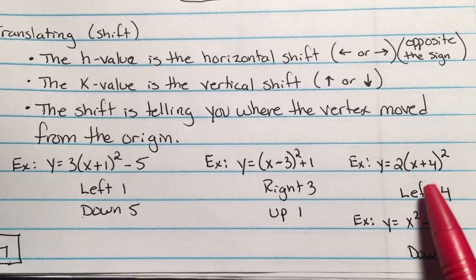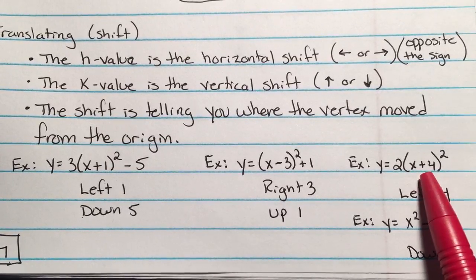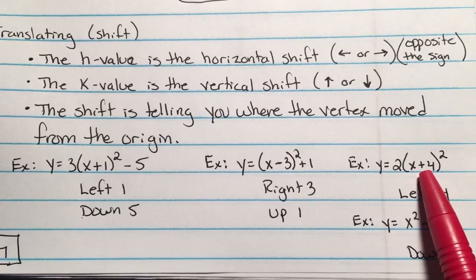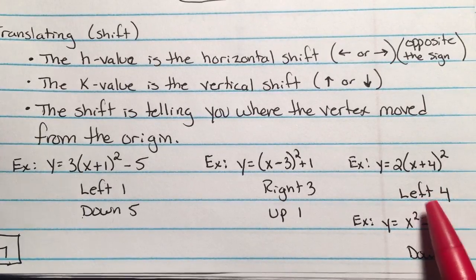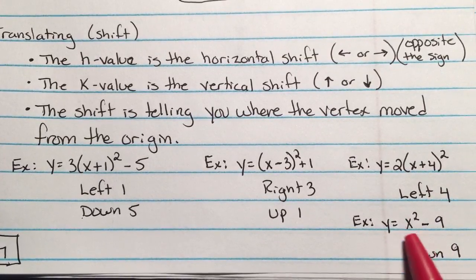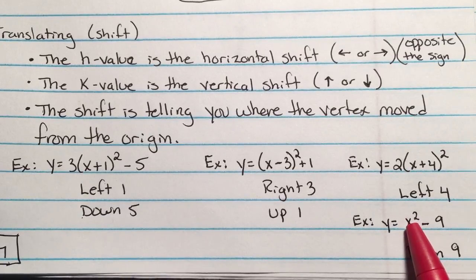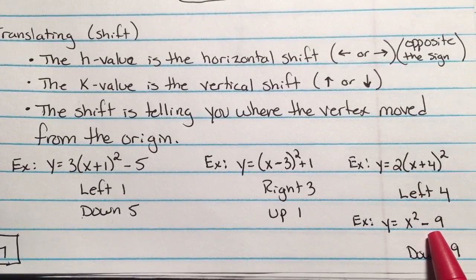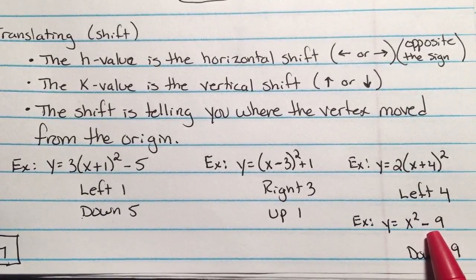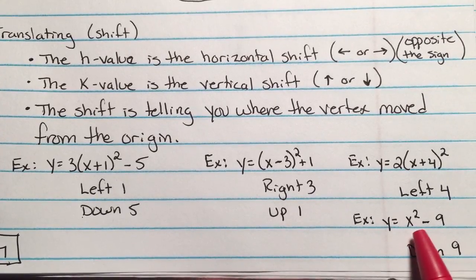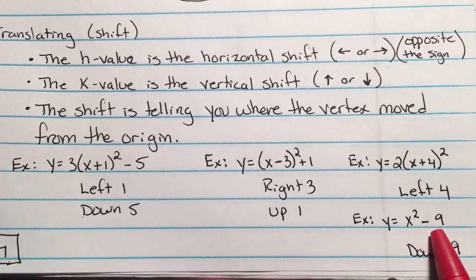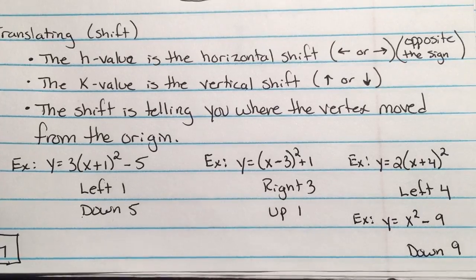And last we have a +4. Oh, I'm sorry, not last, we got 2 more. +4. We don't have a k value out here. It's just +4, so we only have a horizontal shift, left 4. And then here, there's no parentheses, so we don't have an h value. That's actually the k value. So you want to move down only. All right, so anytime you don't see the parentheses, that means that that's your k value. Down 9 is your shift.